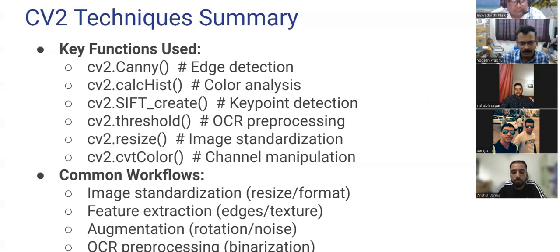So as a summary, we have listed some of the OpenCV functions that can be used for image-based spam detection. The overall workflow typically involves standardizing image dimensions, extracting relevant features like edges or textures, applying augmentations like rotation or noise to train robust models, and finally using OCR pre-processing to support text-based analysis. These techniques collectively enhance the system's ability to detect spam embedded within complex or deceptive visual content.